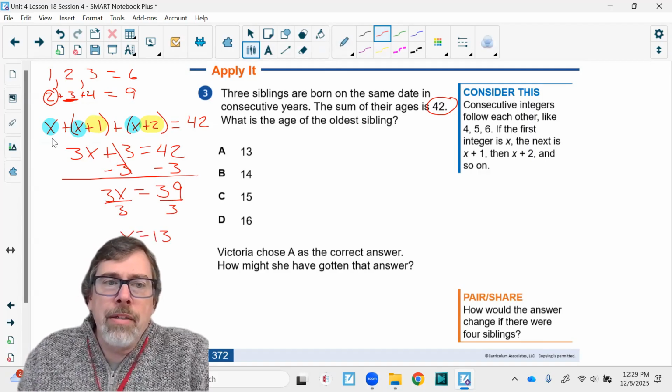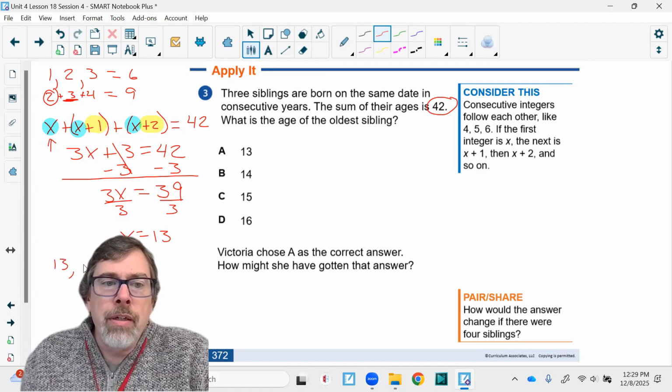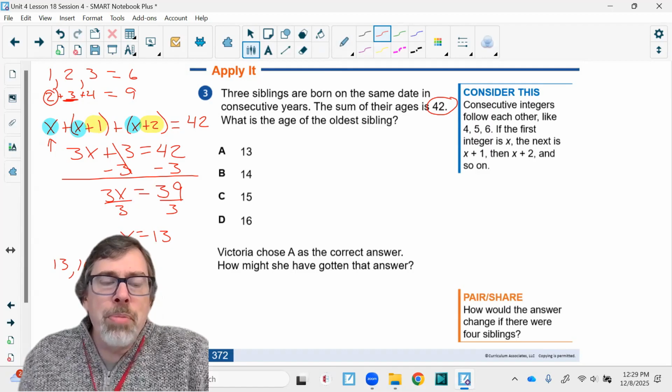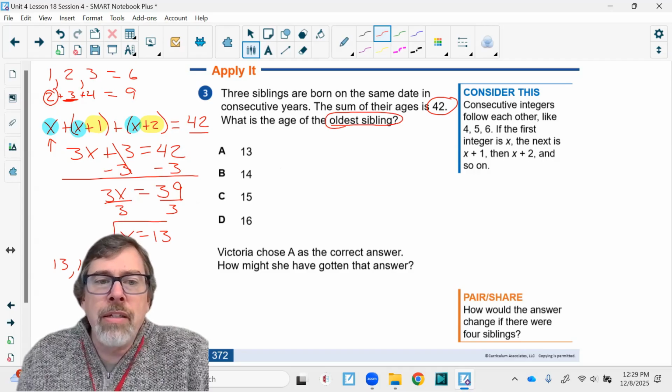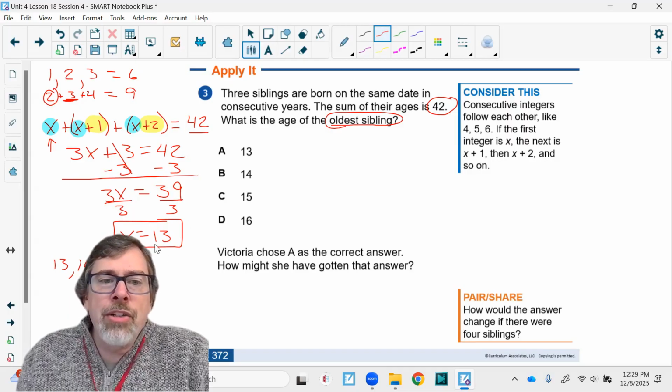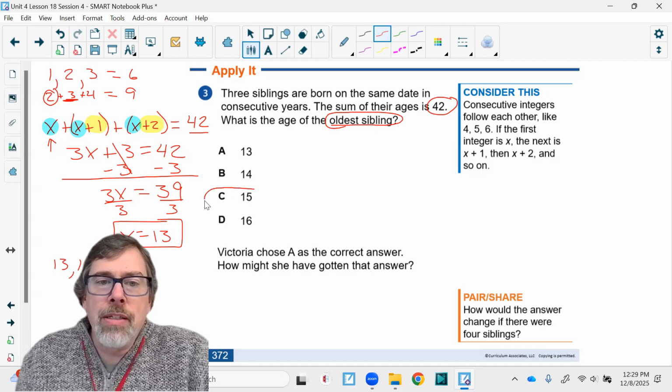Now remember, x is 13. That's right here. The next kid's age is 14, and then the oldest kid is 2 years older, which is 13 plus 2, which is 15. 15 plus 14 is 28, plus 13 is 42. The question says, what is the age of the oldest sibling? Be careful, they will trick you this way. You find x equals 13. That is not always your answer to your problem. That is the age of the youngest sibling. You want the oldest. The answer is C.